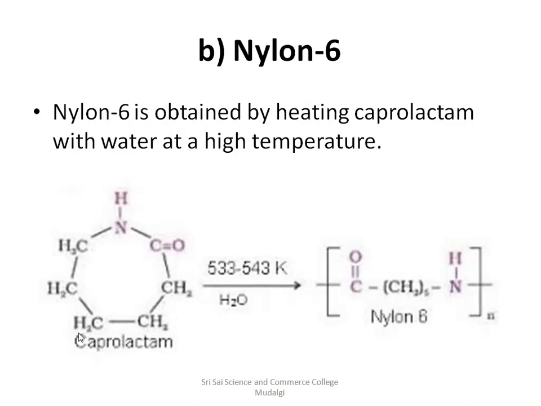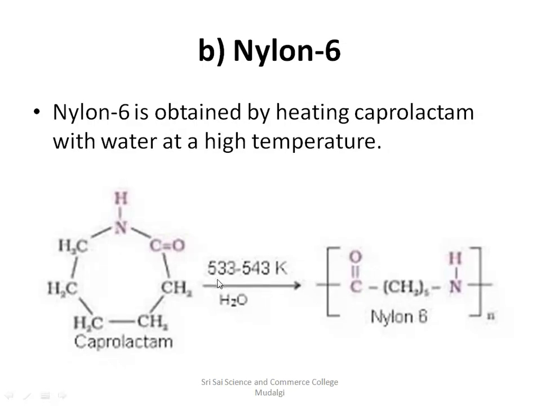Nylon 6 is obtained by heating caprolactam with water at a high temperature. So the monomer present in the formation of the polymer nylon 6 is caprolactam. So caprolactam is the monomer, and when polymerization happens, we obtain what? Nylon 6, right? Here, look, this is the structure for caprolactam: NH CH2 CH2 CH2 CH2 CH2. So you can write NH, CH2 how many here, 5. So NH (CH2)5 CO. This is the structure for your caprolactam.